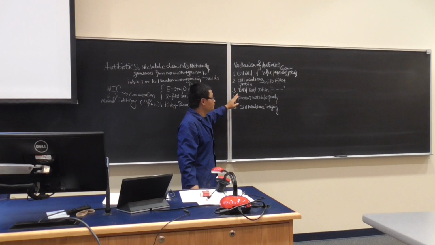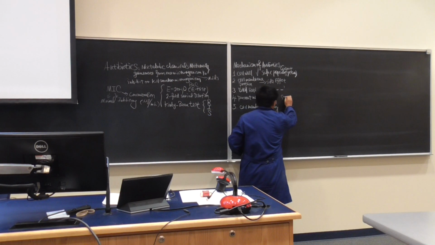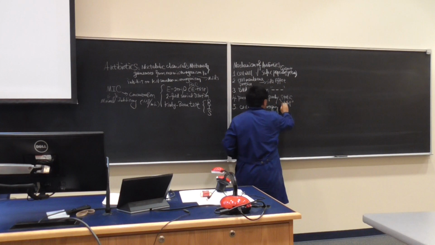Another thing you also know is that bacteria will generate lots of mutations. So that's the least effective. How about inhibiting the metabolic pathway? Most of the time this is static, which means it only inhibits bacterial growth, not really killing the bacteria.